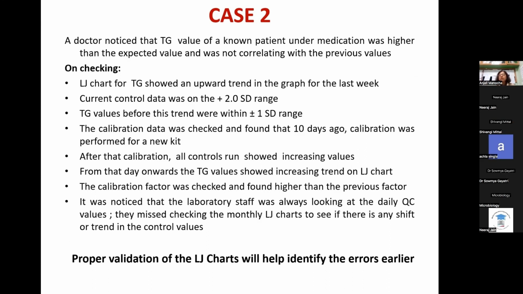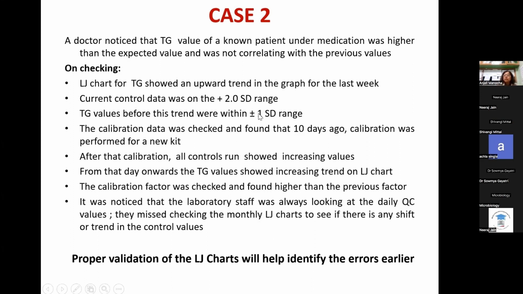So he rang up the lab and told the lab, please check. So the consultant said, okay, let's check the LJ charts. And when he checked the LJ charts, he found that there was an upward trend in the graph for the last week. The control data was at 2 SD range. Before this, the trend was that it was occurring within the 1 SD range, very close to the mean. But today when he checked, he found that it was at plus 2 SD. That is why the values were going higher side.